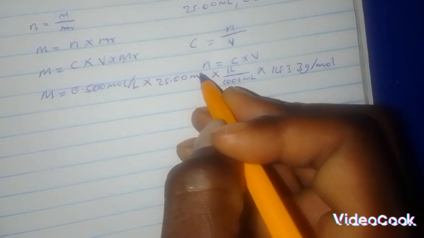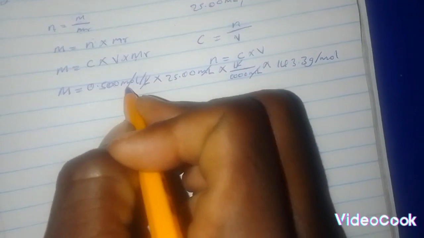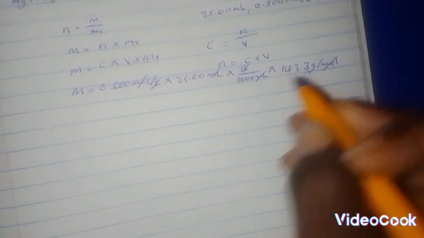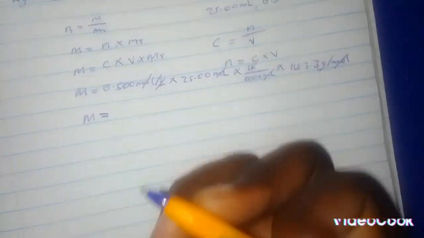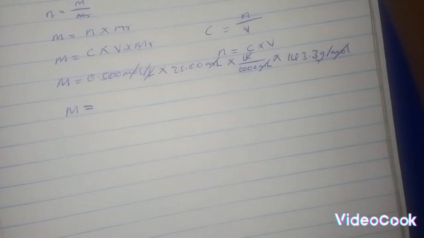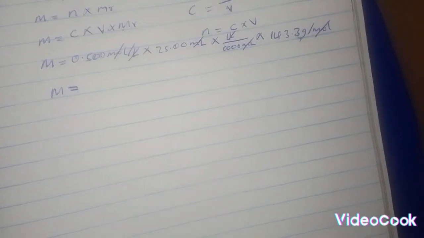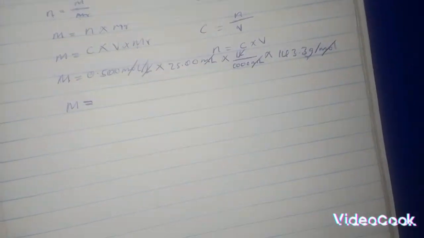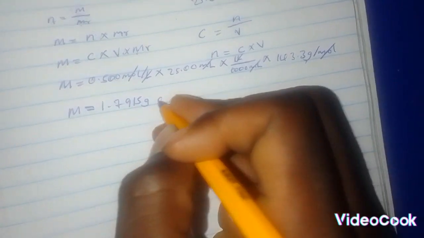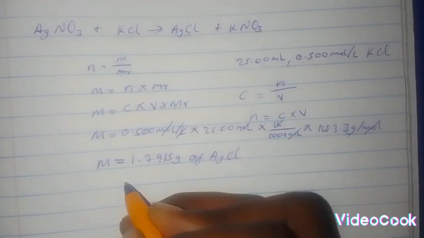When we reach this extent, it is simple. We have mL here, we have mL here. We have liter here, we have liter here. We have mole here, we have mole there. What have you remained with? We have grams. Then our mass will be equal to, let us do the calculations. What are we getting? 1.7915 grams of silver chloride. So this is our mass.